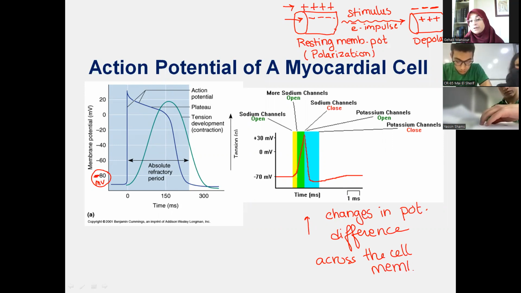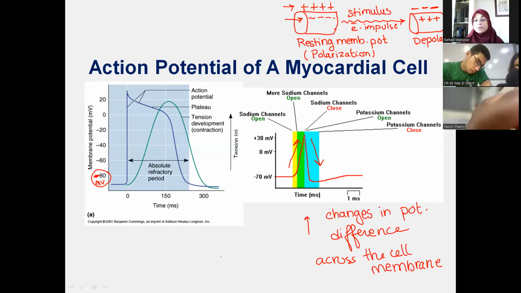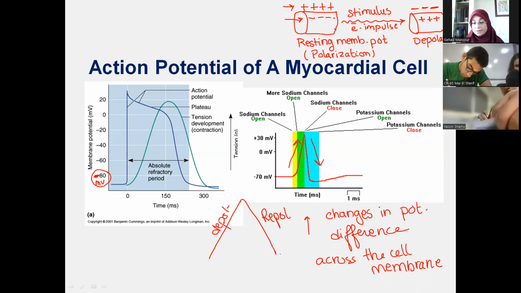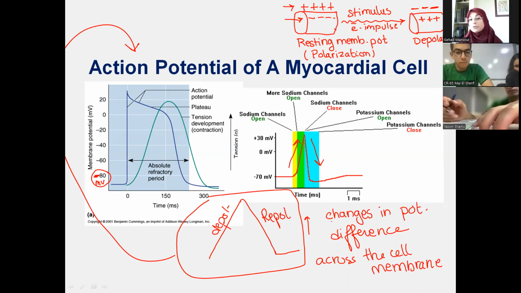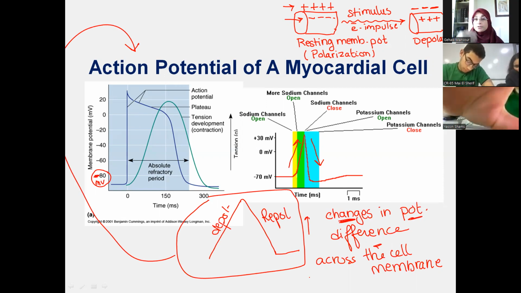Because in this graph, we are not only talking about depolarization, but we are also representing repolarization. So the graph represents both. It represents depolarization followed by repolarization. And then another stage, but these two together, depolarization and repolarization, represent the action potential. And that's why the action potential represents the changes that occur in potential difference across the cell membrane.